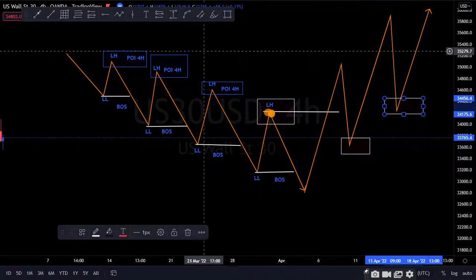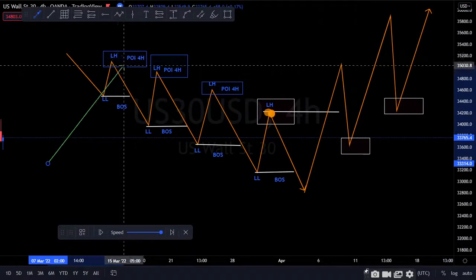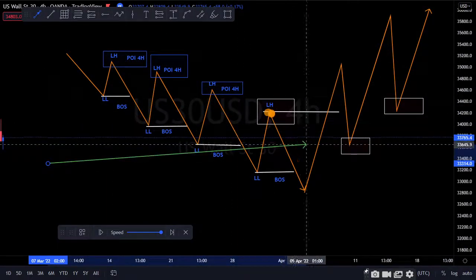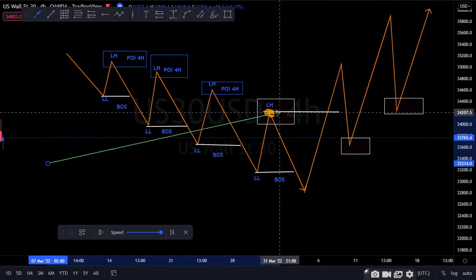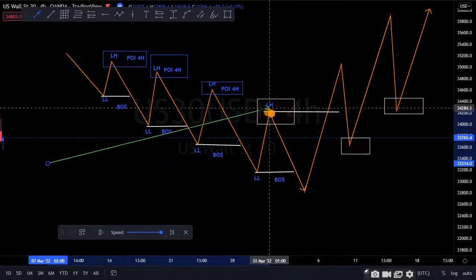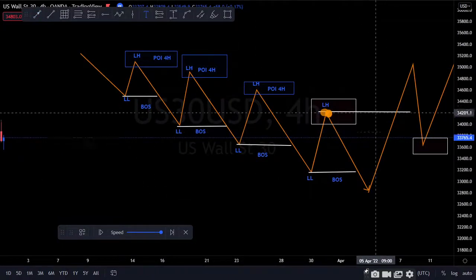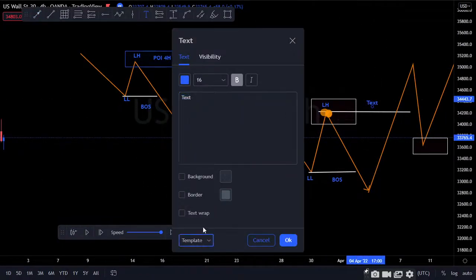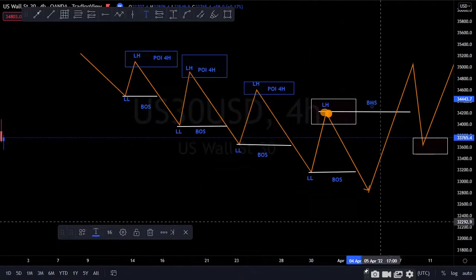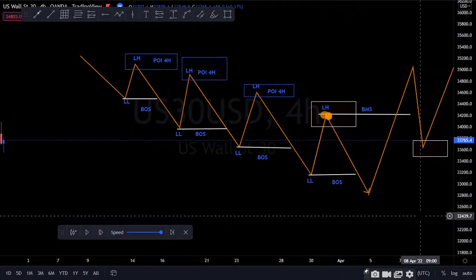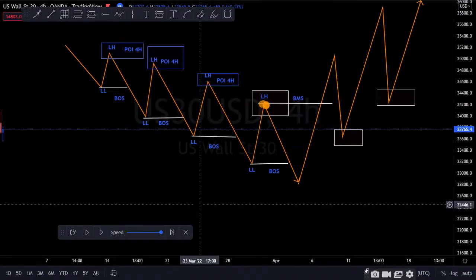Top here, supply zone, supply zone, supply zone. Since we break this structure, you can see that we have a break of structure, or BMS. Let me add this so that you guys will understand it. It's called BMS, break of market structure. So this area becomes our BMS. Whenever BMS occurs, it means that the structure is changed. But whenever BOS are occurring, it means that we are just continuing the structure.